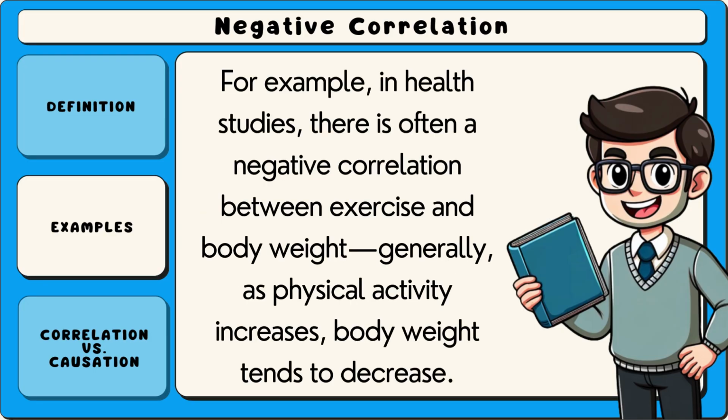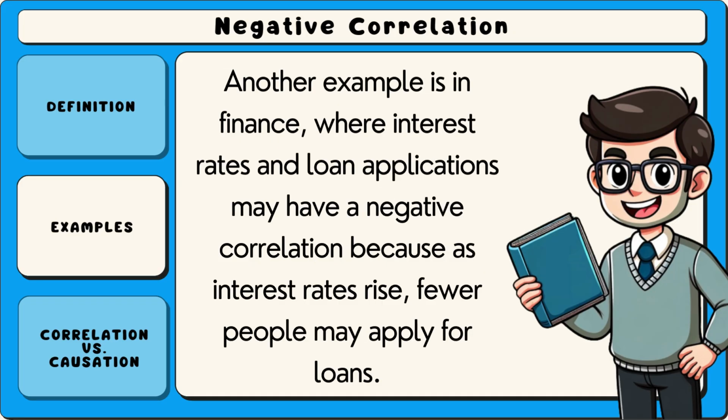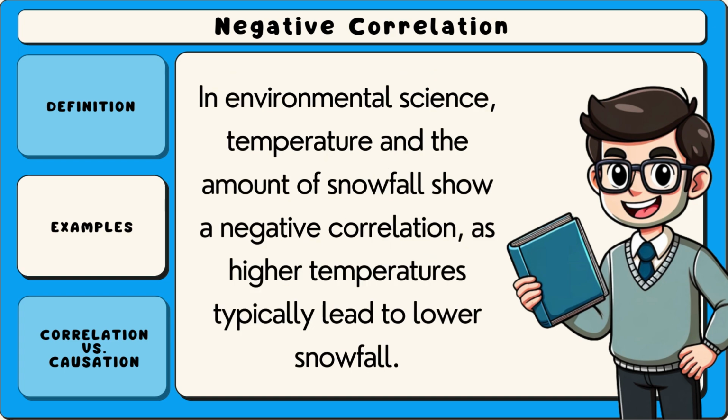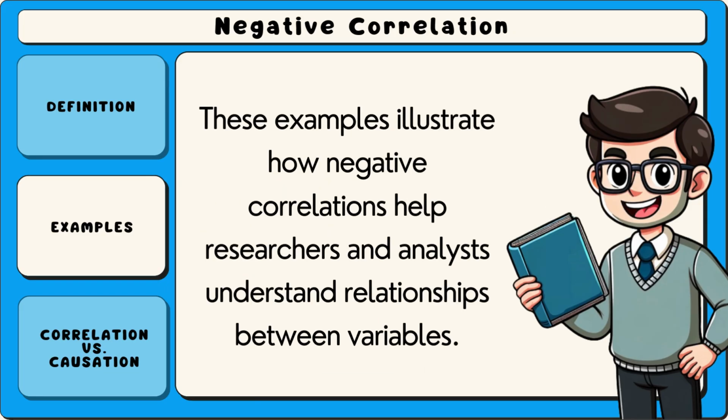For example, in health studies, there is often a negative correlation between exercise and body weight. Generally, as physical activity increases, body weight tends to decrease. Another example is in finance, where interest rates and loan applications may have a negative correlation because as interest rates rise, fewer people may apply for loans. In environmental science, temperature and the amount of snowfall show a negative correlation, as higher temperatures typically lead to lower snowfall. These examples illustrate how negative correlations help researchers and analysts understand relationships between variables.